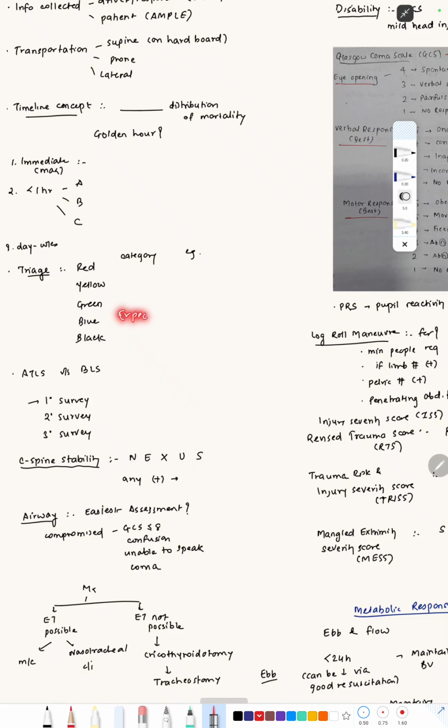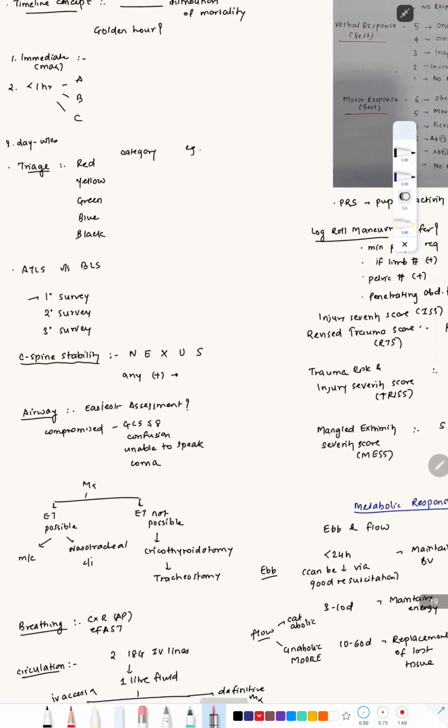Then the next is going to be ATLS versus BLS protocol. In the BLS protocol, the first is going to be CAB, that is compression, airway and breathing. Within the ATLS protocol, it is ABCD, that is airway, breathing, circulation and disability. The primary survey includes this ABCD criteria. In the secondary survey, we do a detailed survey, and the tertiary survey is post extubation.